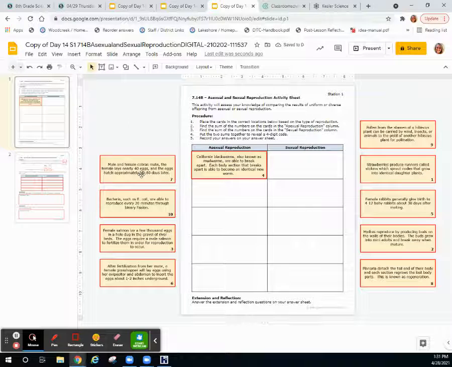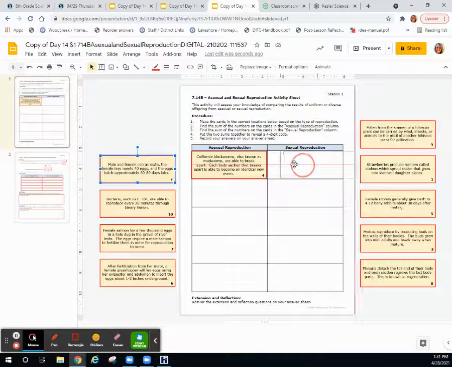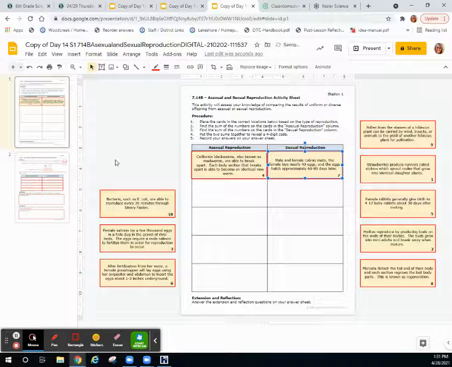Okay? For number 7, your keywords here are going to be male-female. Male-female cobras mate. The female lays nearly 40 eggs, and the eggs hatch approximately 60 to 80 days later. The male is giving genetic material, and the female is giving genetic material to create a diverse set of offspring. So this is sexual reproduction. Your genetic material is coming from more than one place.